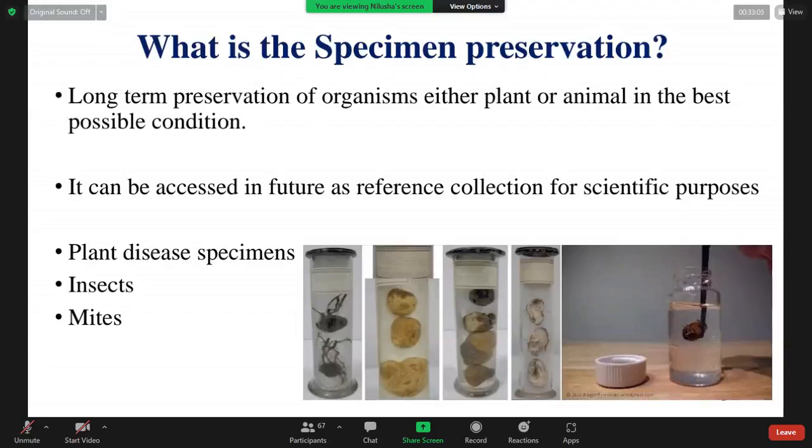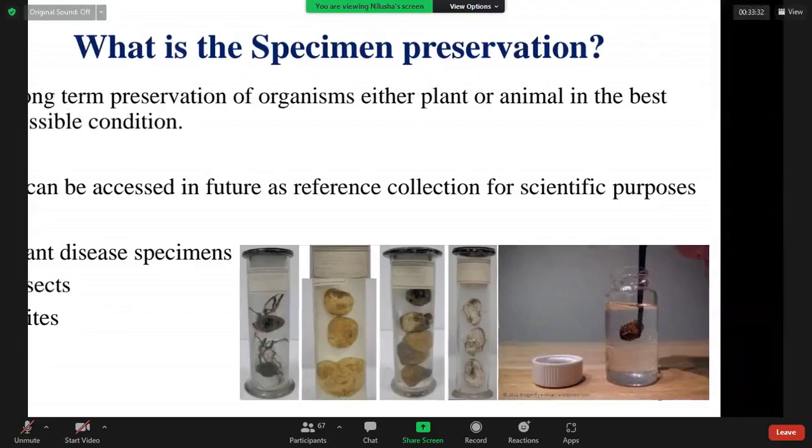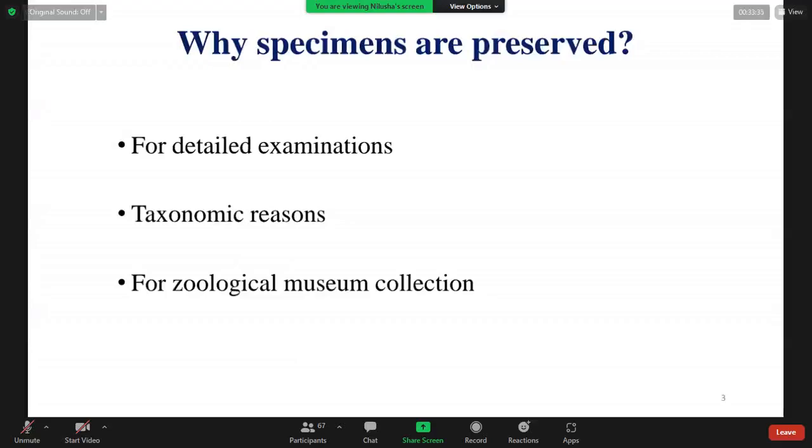Why are we going to preserve a specimen? Because we have to preserve that particular specimen for scientific purposes. It can be used as a reference collection in the future. The specimens may be plant disease specimens, insects, or mites. I already told you why specimens are preserved: for detailed examination, taxonomic reasons, and zoological museum collections.